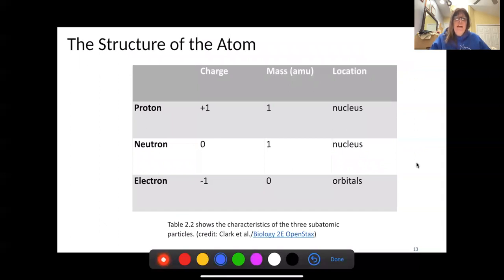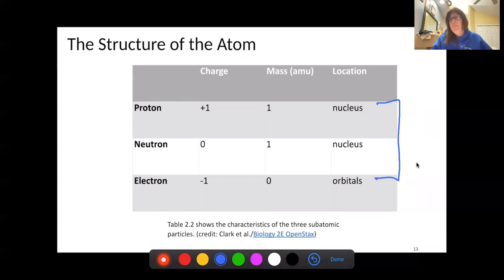We also talked about their charges. A proton has a positive charge, an electron has a negative charge, and neutrons are neutral. Protons and neutrons have a mass of one Dalton or one AMU. They're both found in the nucleus. So the mass of our atom comes from the nucleus.